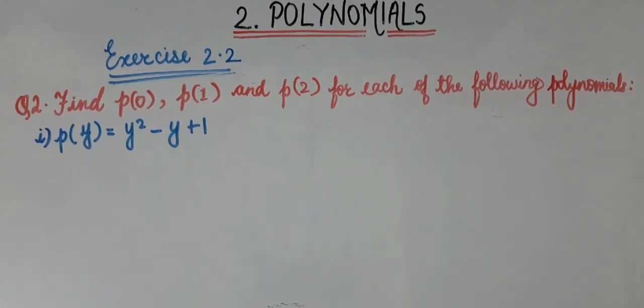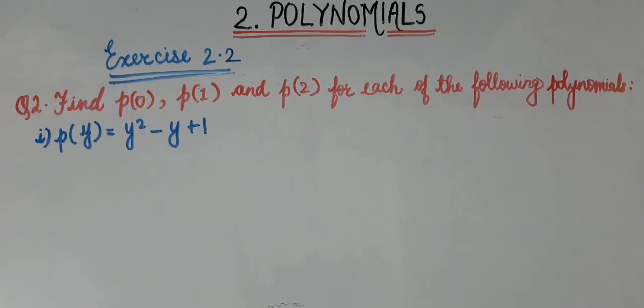So the second question is, find p of 0, p of 1 and p of 2 for each of the following polynomials. And the first polynomial is p of y is equal to y square minus y plus 1. So we need to find p of 0, p of 1 and p of 2. It is the same question but only asked in a different way.